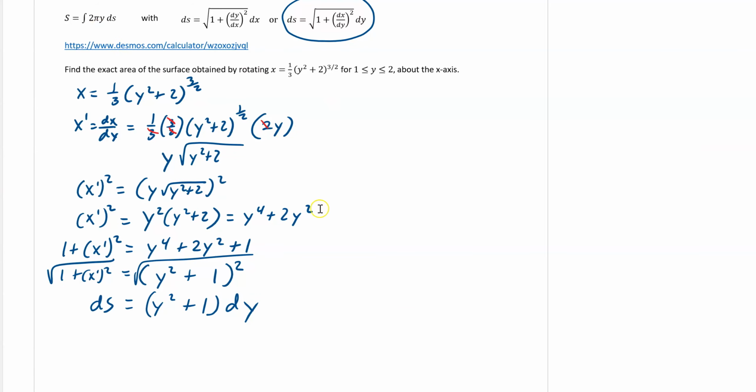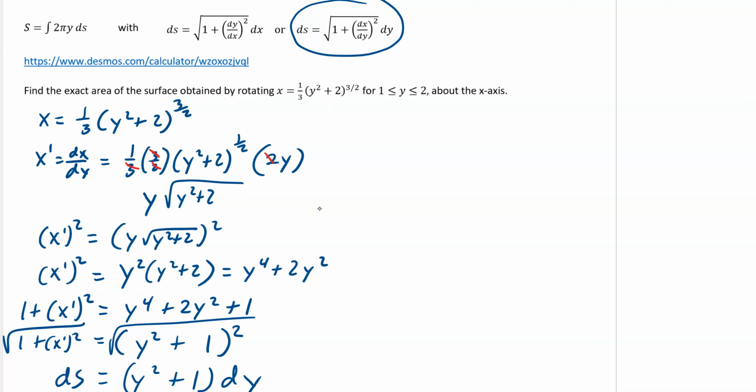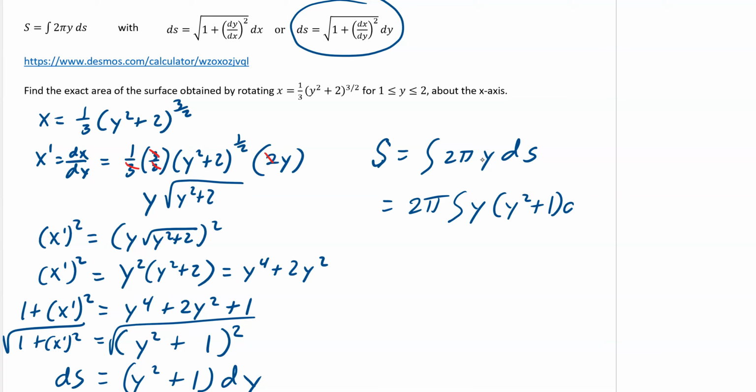We can plug everything in. So s equals, and again I have to make my s look like an actual s now, the integral of 2 pi y ds. And since now our ds has a dy, we leave the y alone. So this is the integral, and put the 2 pi outside. 2 pi integral y, and then we just plug in the ds: y squared plus 1 dy. So I've plugged in my ds. My y stays alone, and there's my integral.